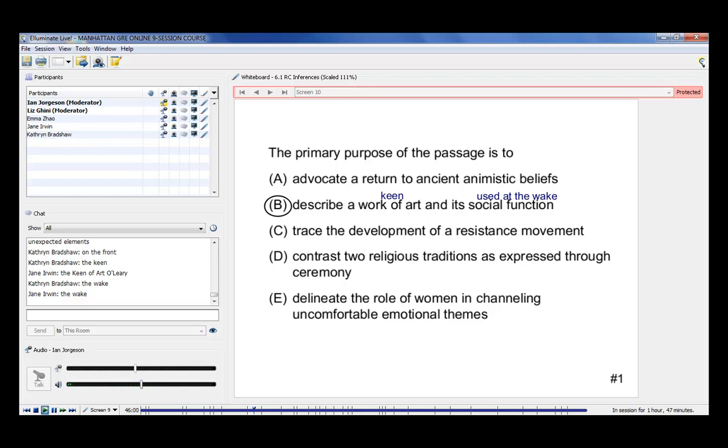So one of the things that's often wrong in questions like this are answers that are too big or too small. So give me an answer that was too big, it was broader than the actual passage. The development of a resistance movement, way out of scope of the passage. That's not too broad, though. That's more like, where the hell did that come from? Right? What else?